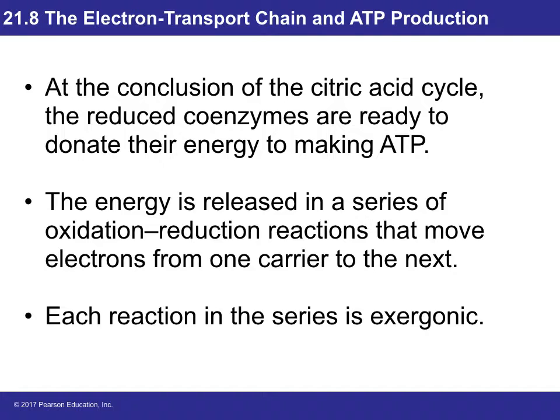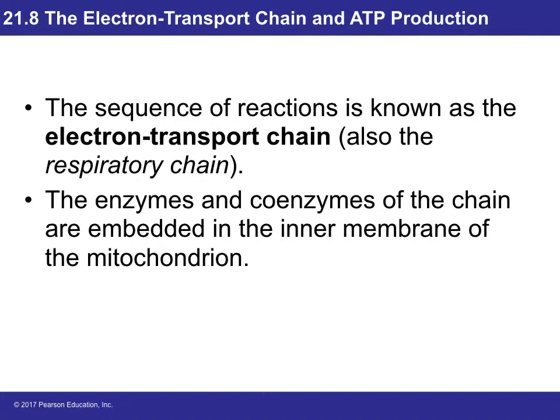and when we get there, the reduced coenzymes are ready to donate their energy to making the most amount of ATP. There's a series of oxidation reduction reactions that move electrons from one carrier to the next. This is very complex. It is exergonic, meaning that it's going to release energy and heat. We call this here the electron transport chain, also respiratory chain, because that's where you're going to have at the final step the need of the oxygen molecule, reason why we breathe.